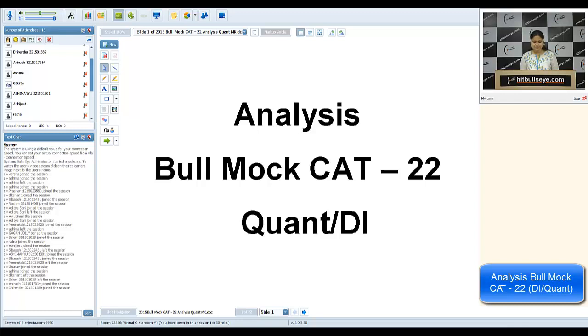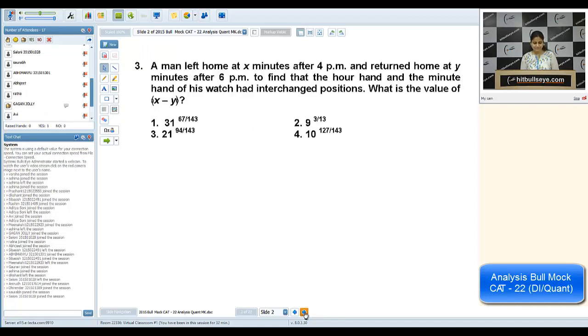Let us start the analysis of Bull Mock CAT 22. Give me a review of this paper. What do you think about all the three sections? Quantitative aptitude, DILR and English. Okay, let us start the paper.